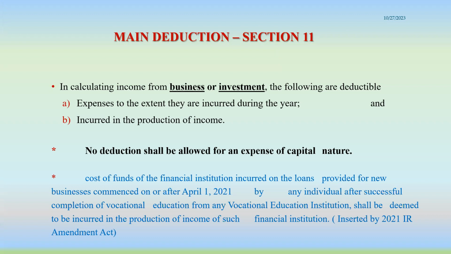Under section 11, I am talking about the expenses that are allowable as a deduction. To be eligible, the expenditure should meet two main requirements. One is that the expenditure should be incurred during that year of assessment.